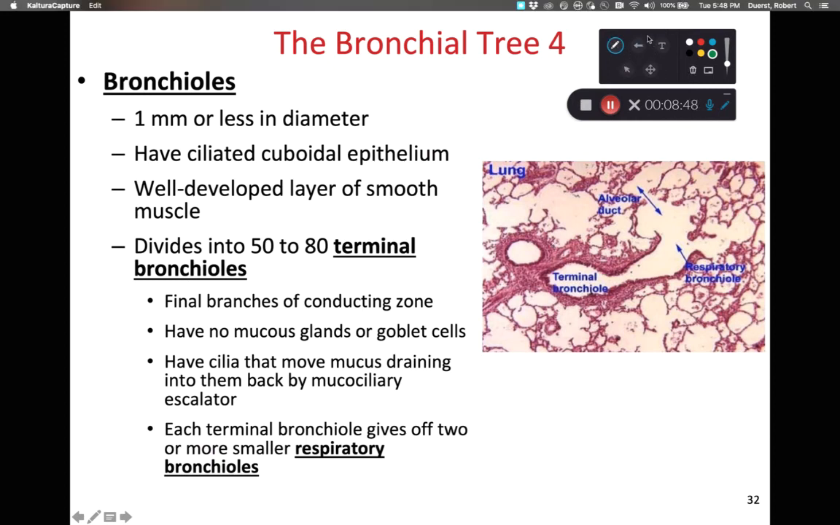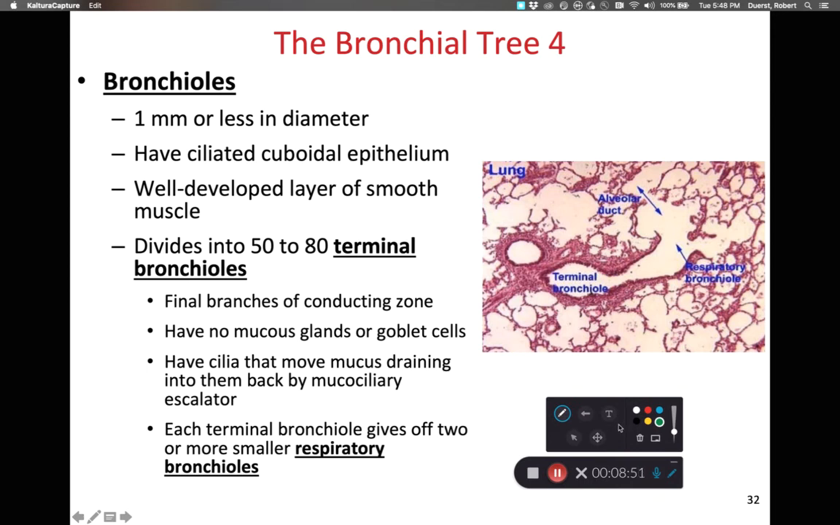So as we look at those, bronchioles are going to be anything that's smaller than the tertiary bronchi until we get to the terminal bronchiole. So as we're progressing, these bronchioles are very tiny. They are 1 millimeter or less in diameter, and instead of having a pseudostratified columnar epithelium, they have a ciliated cuboidal epithelium. And they're also going to have a very well-developed layer of smooth muscle lining them. Those bronchioles are going to divide to terminal bronchioles. And those terminal bronchioles are going to be the final stage of the conducting zone.